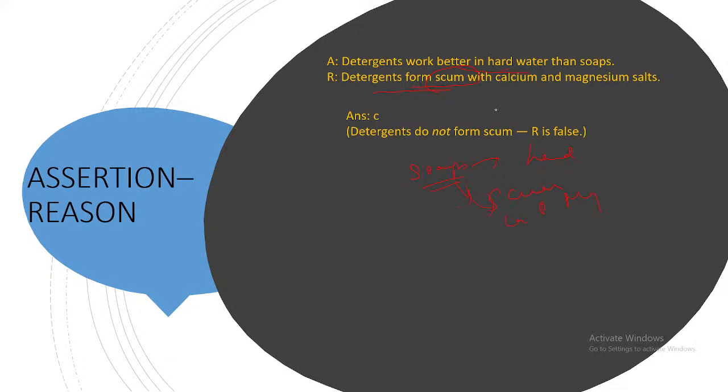So you see what is being given here. Always remember, scum is formed with soap, not with detergent. That's one difference between soap and detergent. I hope you have understood. Remember this one: scum. Go through the topic of scum and hard water. Questions do come from there, so read through that topic once again. Okay, next one.